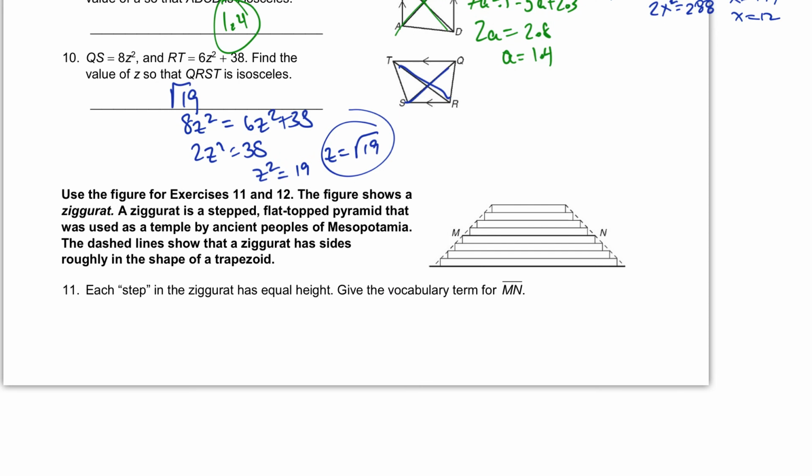All right, moving this up. One last problem here. Okay, the figure shows a ziggurat. A ziggurat is a stepped flat top pyramid that was used as a temple by ancient peoples of Mesopotamia. The dashed lines show the ziggurat has roughly shaped sides of a trapezoid. So this is basically a trapezoid, and these are 1, 2, 3, 4, 1, 2, 3, 4. So it's evenly spaced in between. M and N is evenly spaced. So give the vocabulary term, that's going to be the median. Or you can also say the mid-segment. So that's the proper vocabulary term for MN.